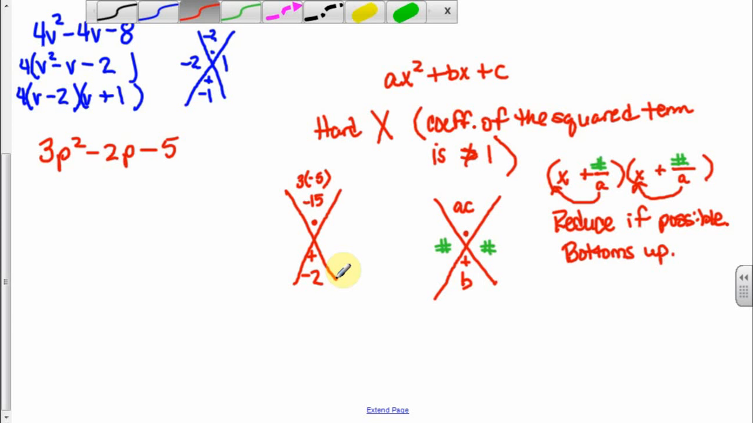Those two numbers are negative 5 and positive 3. Is that correct? Okay. Negative 5 times 3 is negative 15. Negative 5 plus 3 is negative 2.